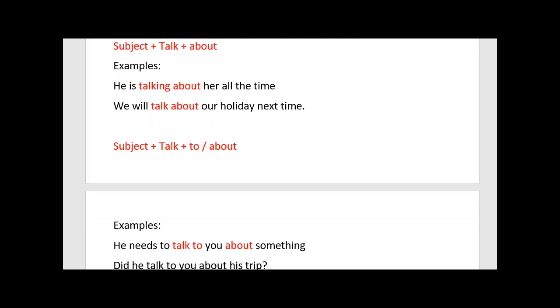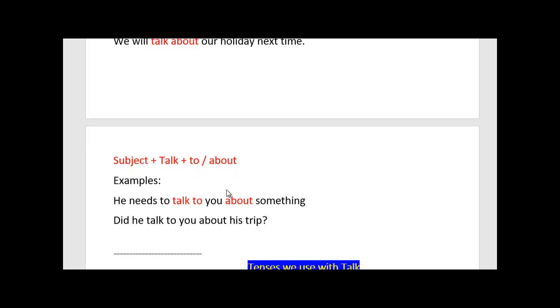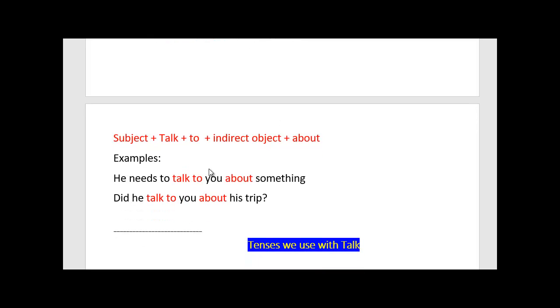All right. Moving on. Another format: subject plus talk plus to and about. He needs to talk to you about something. Okay, to and about. We use both of them. Okay. Something else. Did he talk to you about his trip? So here we have talk plus to plus indirect object plus about, okay? To talk to you, indirect object, talk to you, and then about. That's how it is. Okay, just similar actually to speak.